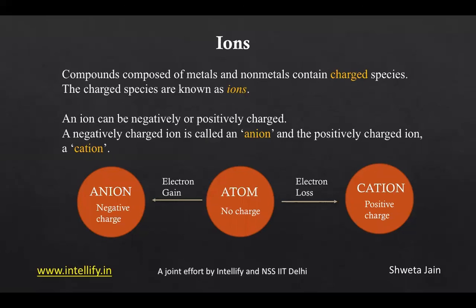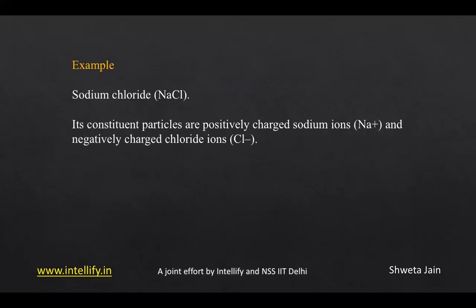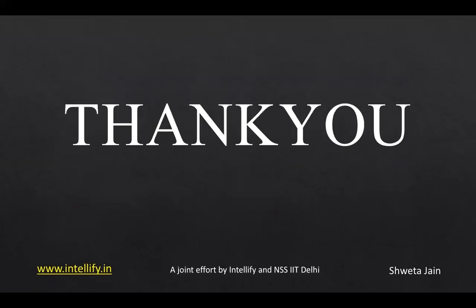We can see here in the picture, the atom in the center has no charge. The atom loses an electron to form a cation, which is positively charged. The atom gains an electron to form an anion, which is negatively charged. An example is sodium chloride. A sodium chloride molecule is formed by combining a positively charged sodium ion and a negatively charged chloride ion. Thank you.